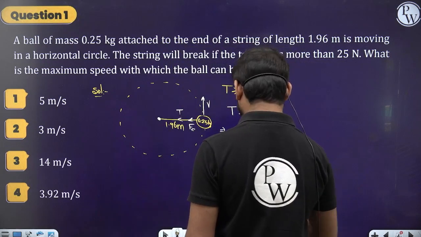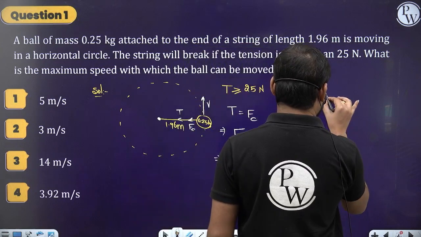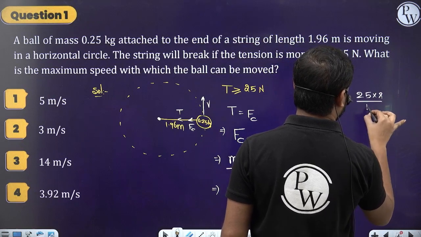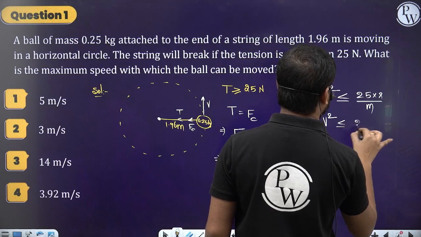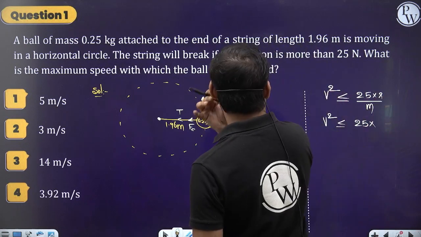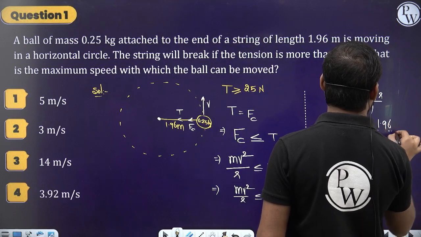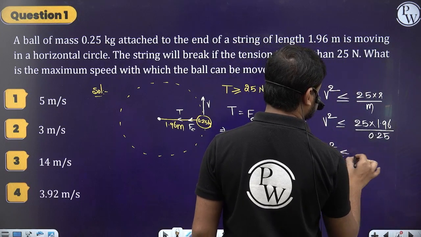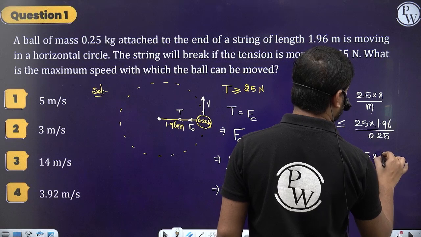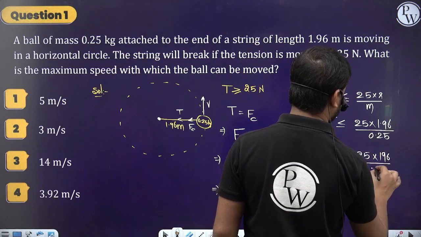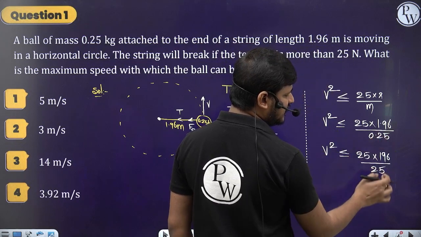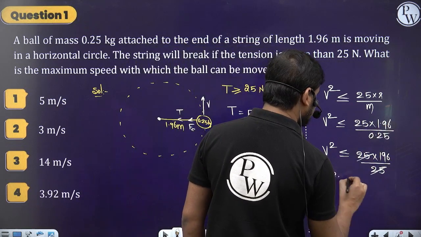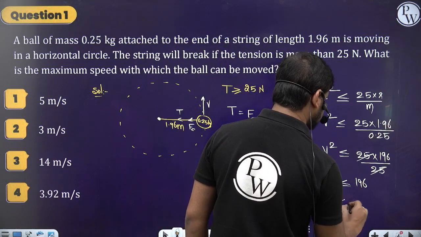So what is the mass? So V square should be less than or equal to 25 into r by m. What is r? R is given as 1.96, and the mass is 0.25, right? So V square is less than or equal to 25 into 196 by 25. Why? Because this is 25 by 100. If I send 100 to that side, it becomes 196, and then 25 cancels. So V square must be less than or equal to 196, so V must be less than or equal to 14.